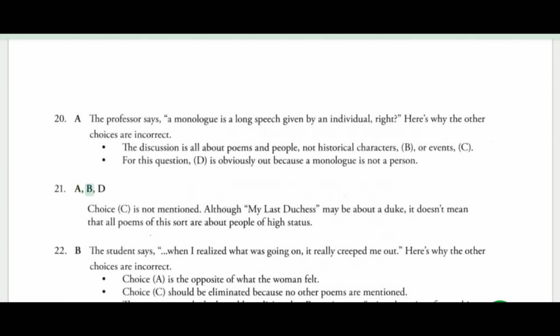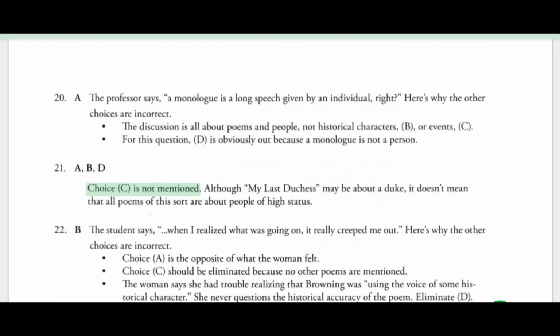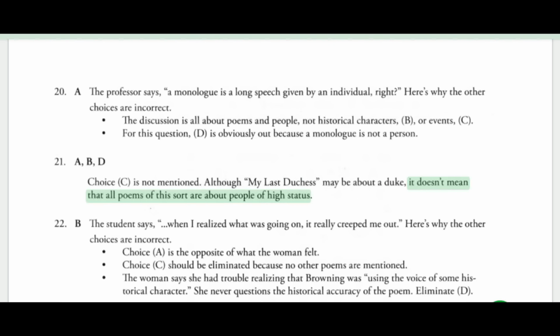21. A, B, D. Choice C is not mentioned. Although My Last Duchess may be about a duke, it doesn't mean that all poems of this sort are about people of high status.